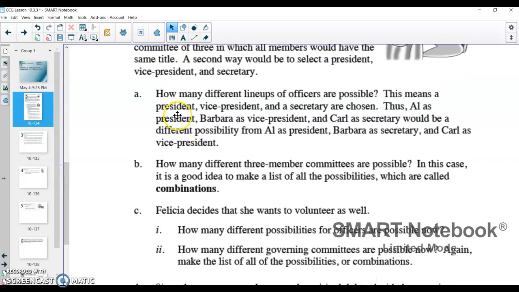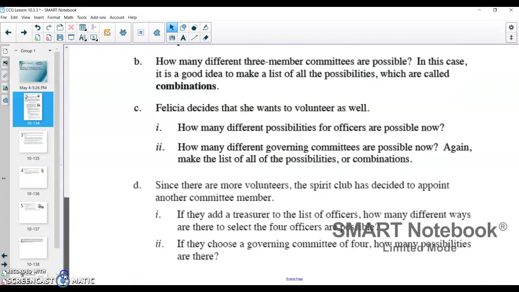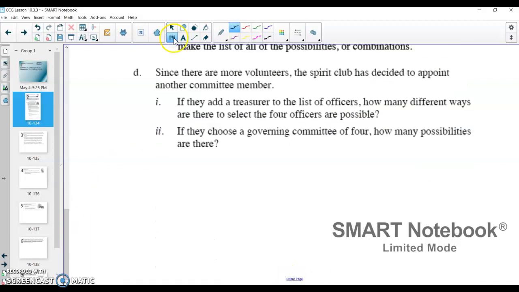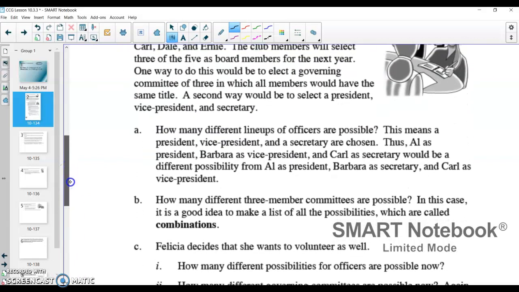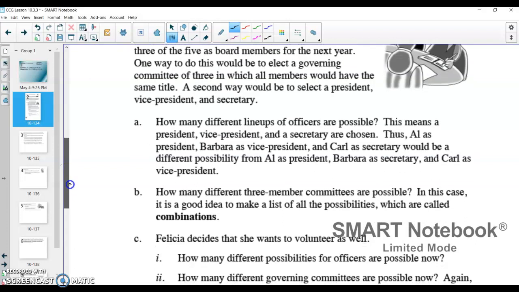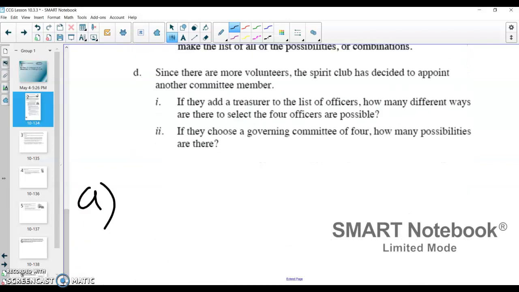So it says, first for part A, how many different lineups of officers are possible? This means a president, vice president, and a secretary are chosen. Thus Al is president, Barbara is vice president. So they're really just saying, let's do the second way first, where we have roles and where the order matters. And so for part A, it's going to be a permutation problem. It's going to be a permutation problem because order matters. We have 3 decisions to be made. We have a president, vice president, and secretary. So I'm going to do my decision chart with first, second, and third.